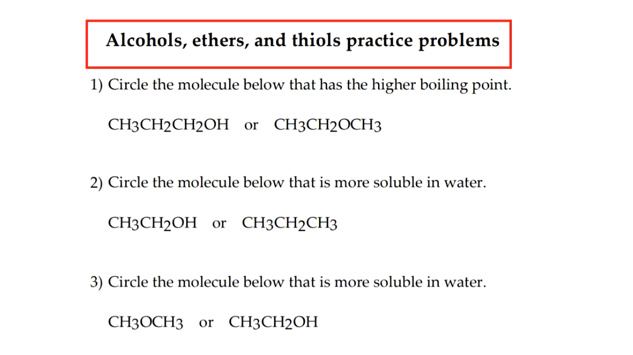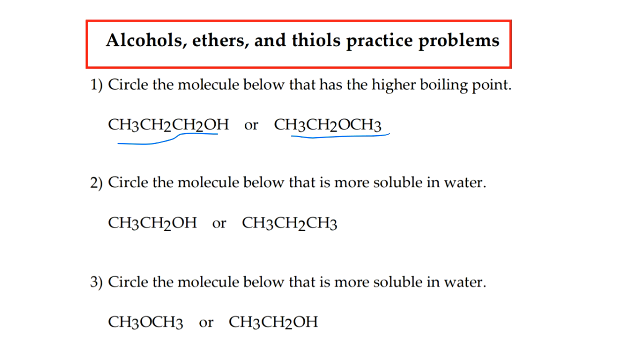I have some questions on alcohol, ethers, and thiols to practice now. Okay, first question. Circle the molecule below that has the higher boiling point. As you can see, we have alcohol and we have ether.